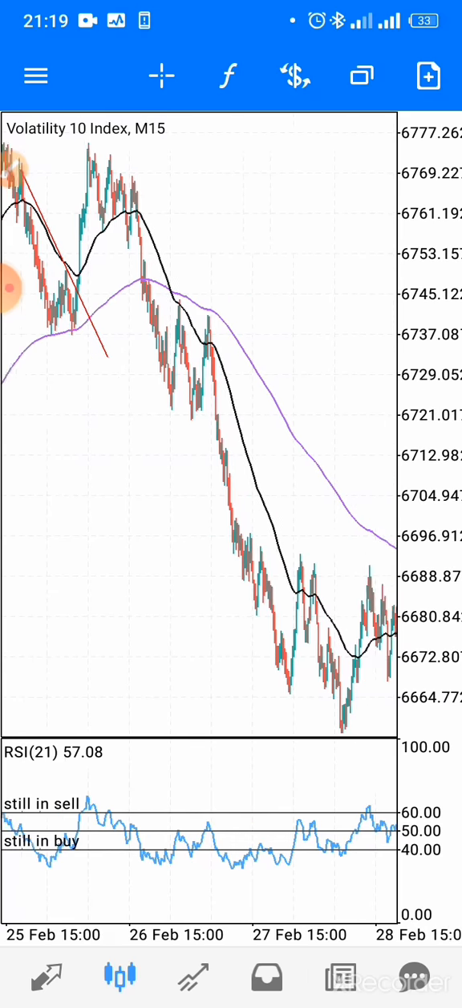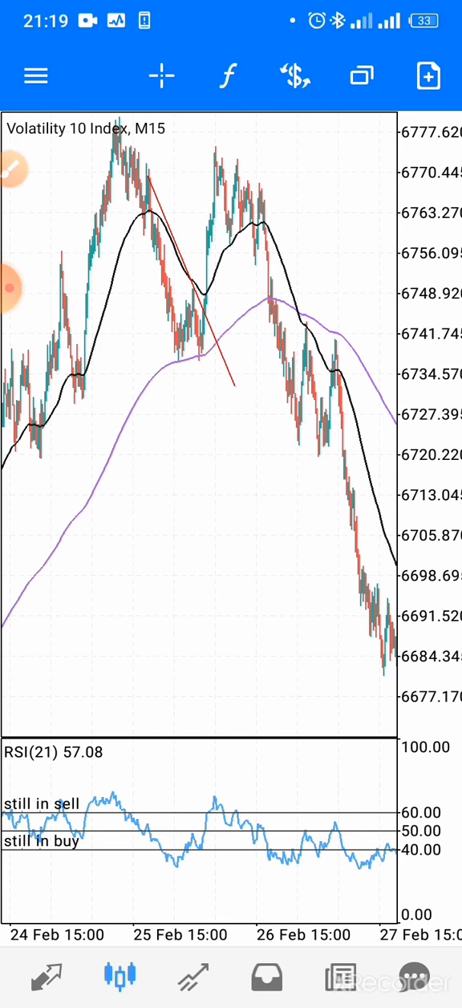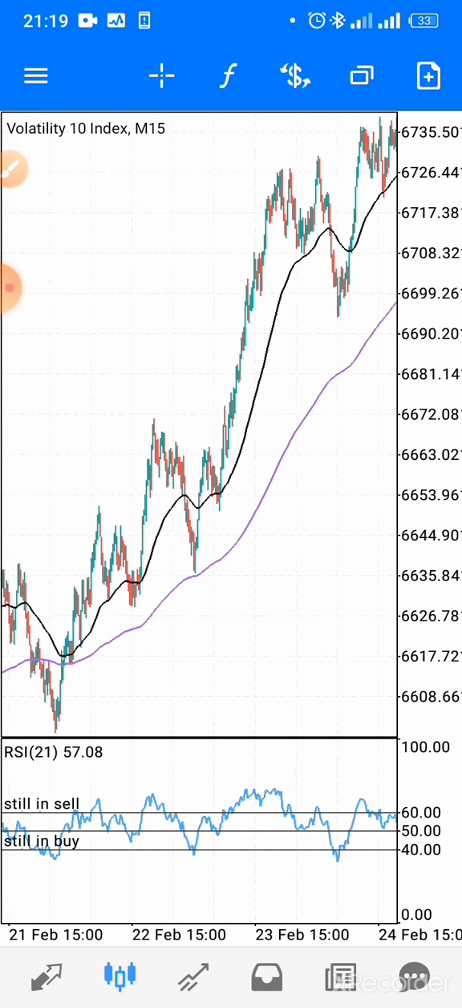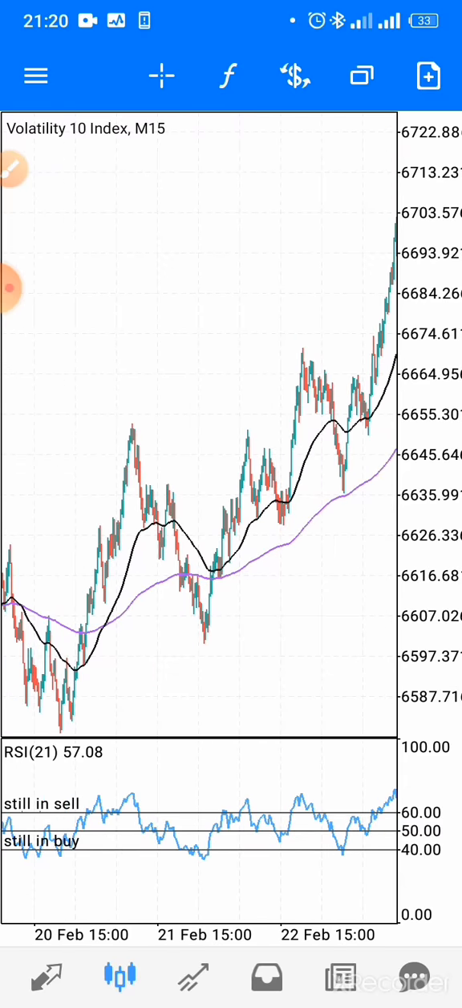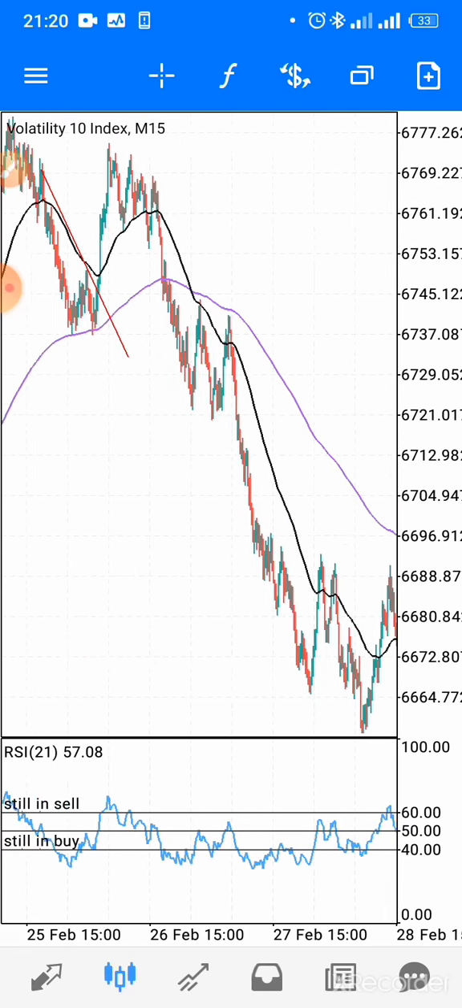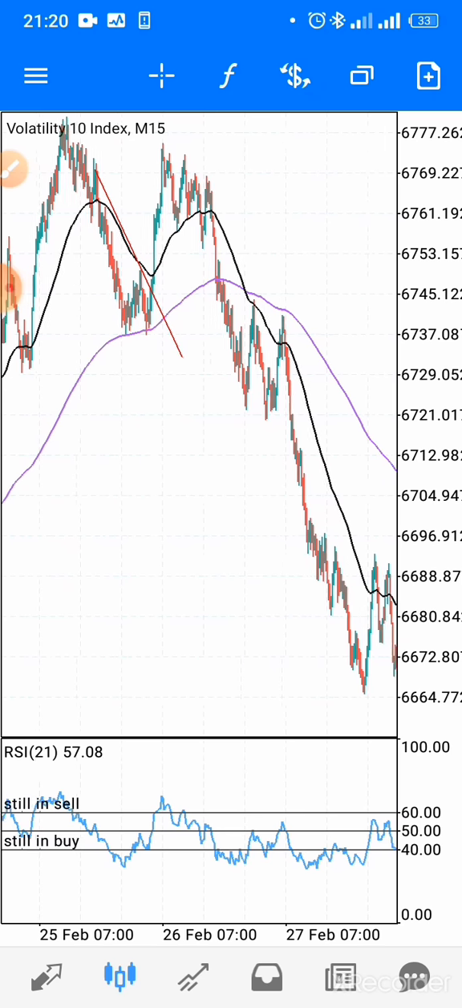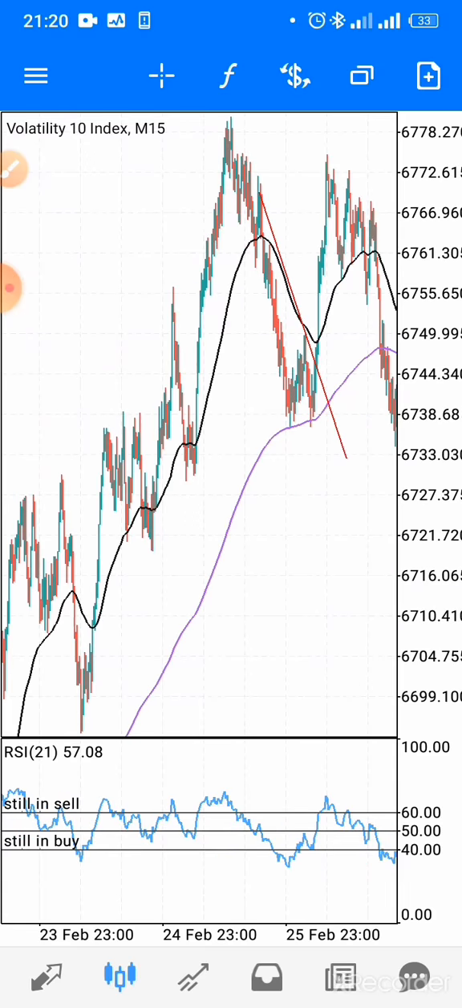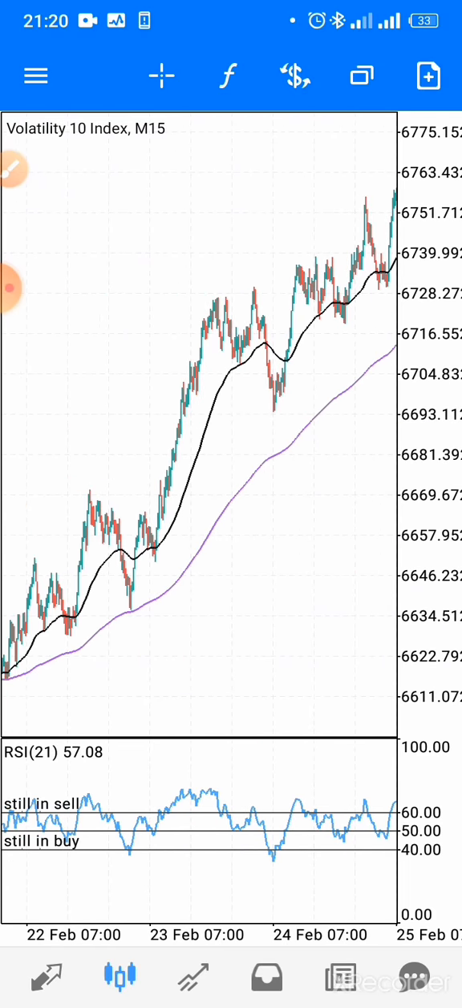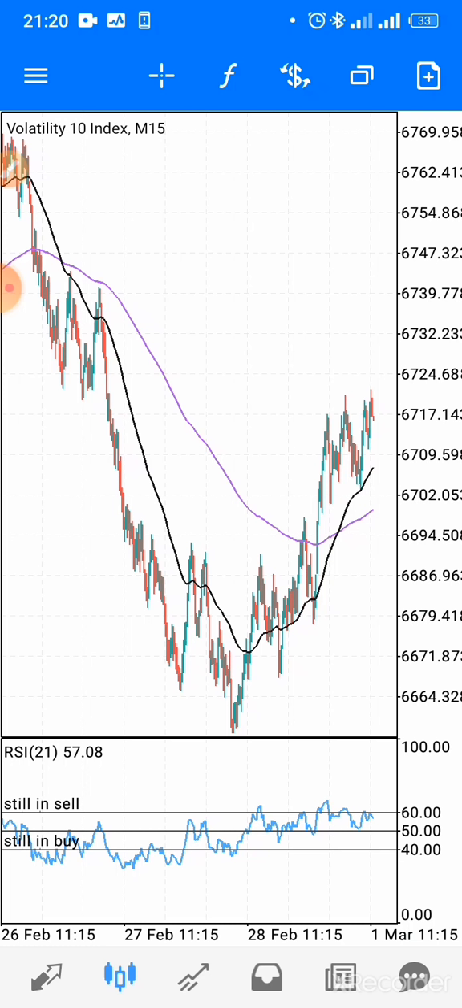Okay, so today, as I promised, we're going to be talking about market structure using indicators. In today's video we're going to be using the 50 and 200 EMA on our main chart and the RSI on our indicator window. Let me show you how you can add your indicators and the settings.